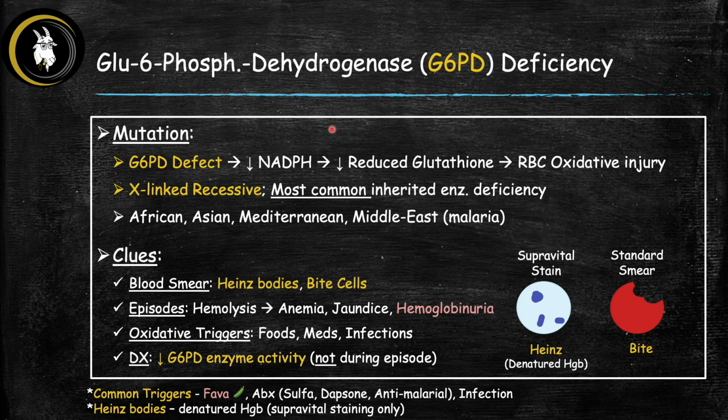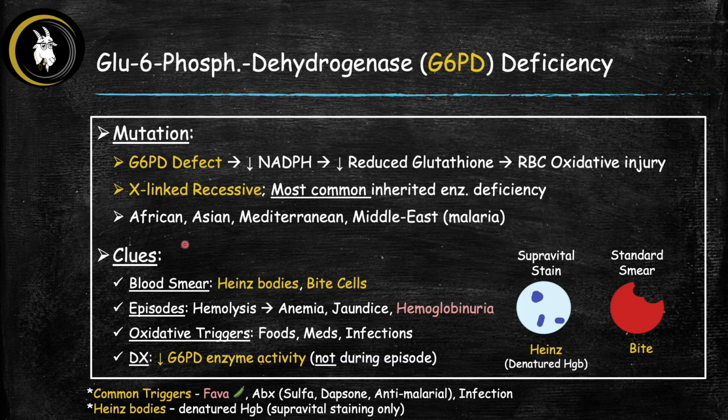Okay, so now let's go through all the key features of G6PD deficiency. The mutation here causes a deficiency of the enzyme G6PD, which leaves the red blood cells susceptible to hemolysis by oxidative damage via all the steps that we just discussed. The inheritance of this mutation is X-linked recessive, and interestingly, G6PD deficiency is the most common inherited enzyme deficiency in the world. And then finally, the G6PD mutation is found in higher rates in people of certain ancestry, such as from Africa, Asia, Mediterranean, and the Middle East. And this is thought to be an evolutionary advantage because the mutation can offer protection against infection of the red blood cells by malaria. This is a similar phenomenon that we're going to see in sickle cell and thalassemia as well.